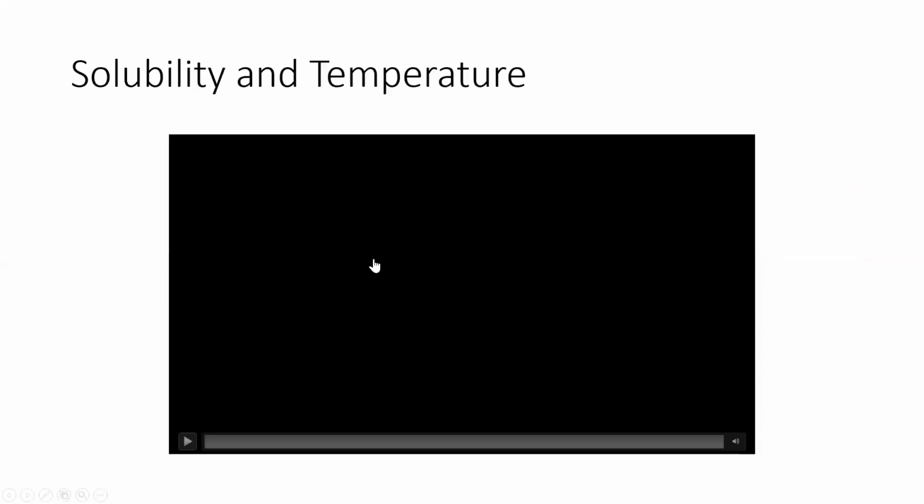So next I want to look at solubility and temperature. Temperature can increase the amount of things that will dissolve in a solvent, but also how quickly. And that's because we're talking about kinetic energy. So let's get on that.